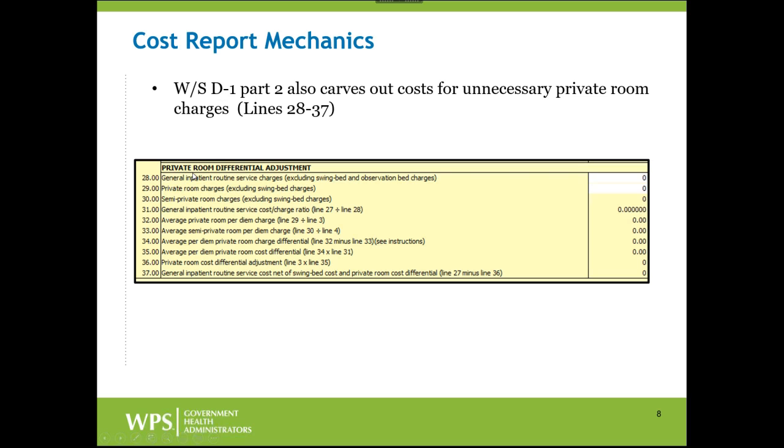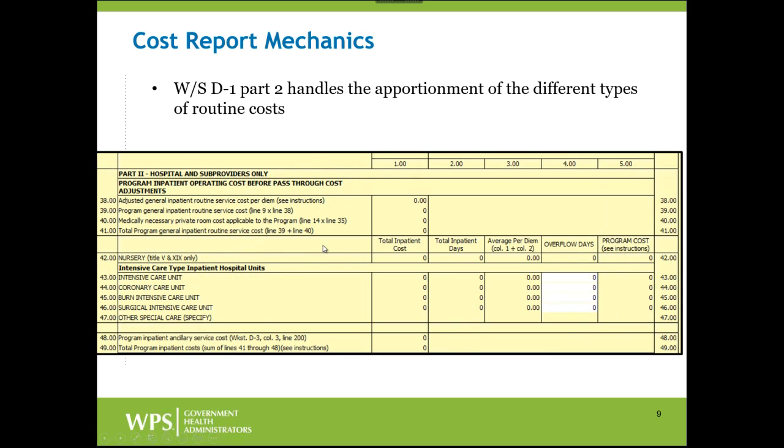D-1 Part 2, lines 20, it's really more 29 through 36. This carves out the costs for unnecessary private room charges. So Medicare only reimburses for a semi-private room unless there are extenuating circumstances that require that patient to be served in a private room. So there's the mechanics for that. And then this is what I was alluding to earlier.